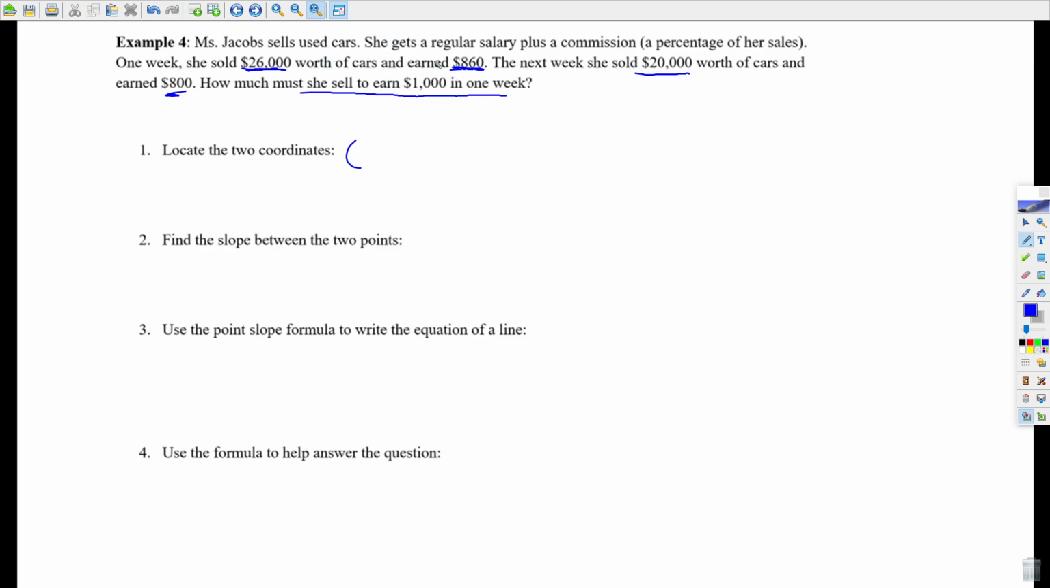$860. Oh, by the way, if you don't know what commission is, basically it's based off of how much you sell, the more money you make. You may not even have like an hourly wage at all. So she's incentivized to sell more vehicles, more money, so the company makes more money, and in turn she'll make more money. So we'll say that the amount that's earned for X will be $860. So I'm going to say that the X is commission, which is the money she makes.